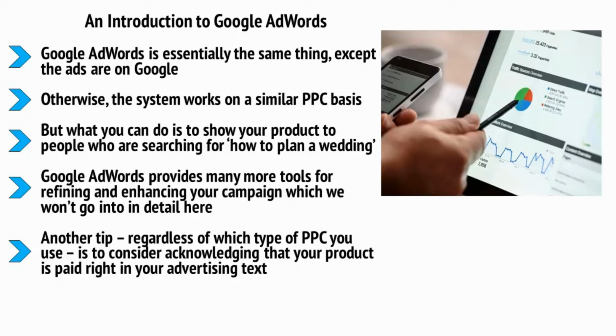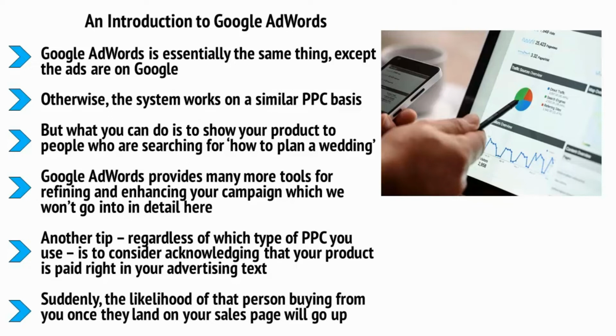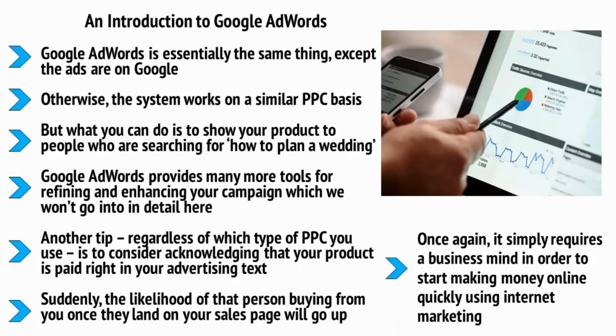You can even include the price by saying $30 ebook on wedding planning. You will prevent people from clicking the ad unless they're willing, at least in theory, to pay that much for an ebook. Suddenly, the likelihood of that person buying from you once they land on your sales page will go up. The percentage of people who click the ads and then buy from you should have gone up significantly, and as such, you should be earning a lot more. Once again, it simply requires a business mind in order to start making money online quickly using internet marketing.